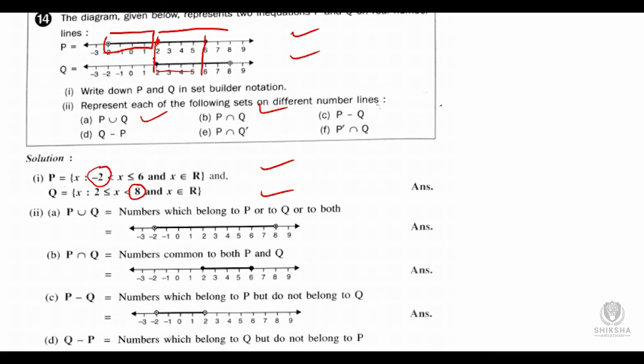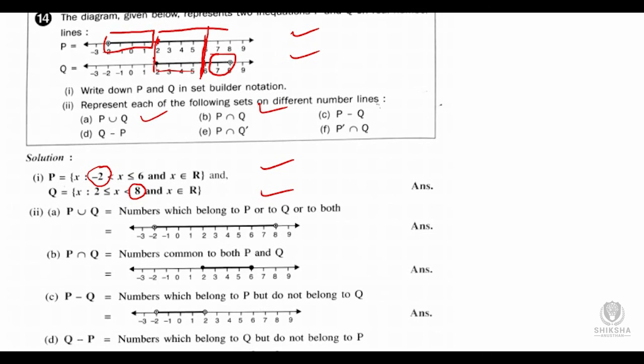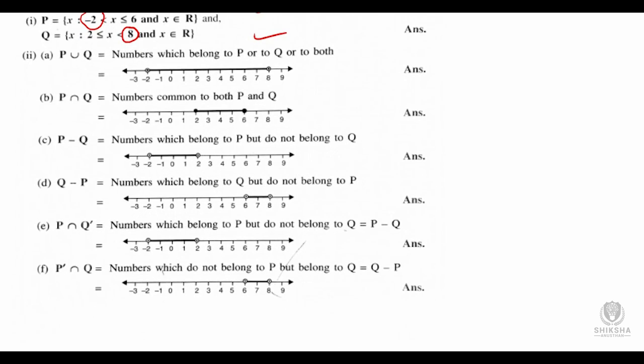Then Q minus P is the part where P ends and Q starts, and Q is still going on. This part is Q minus P: 6 till 8, and 6 will not be included.